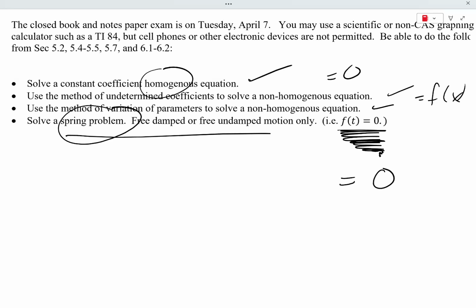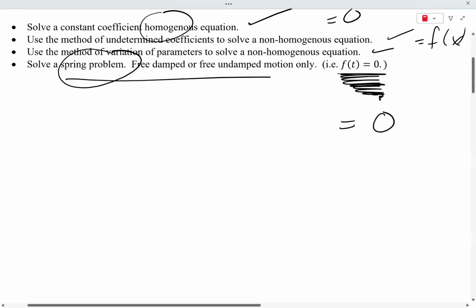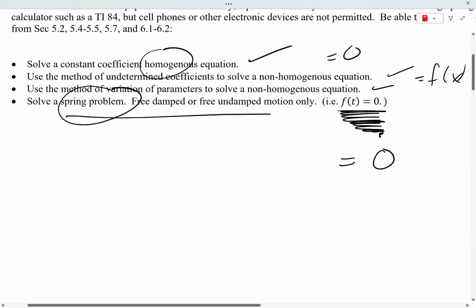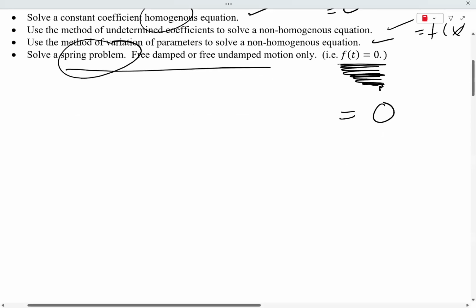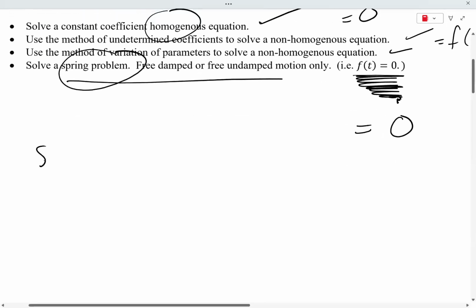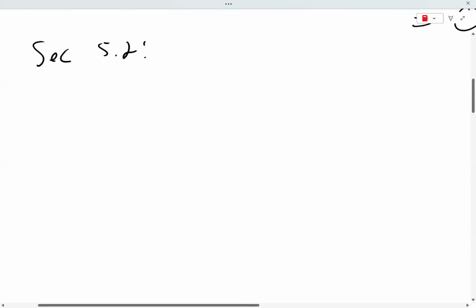Okay, so let me go ahead and get started here then. I'll just go through things. So one like this, perhaps. This is like section 5.2. I'll just sketch them out here. I may not completely finish them all.